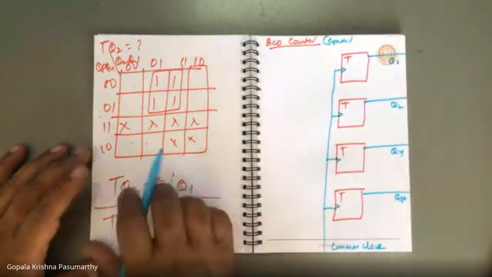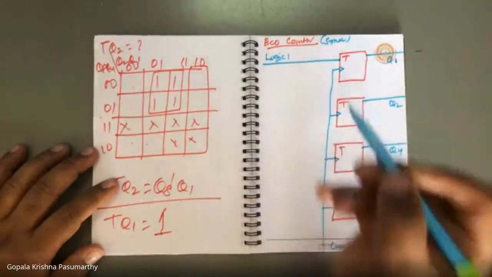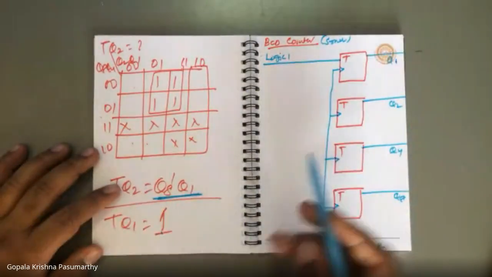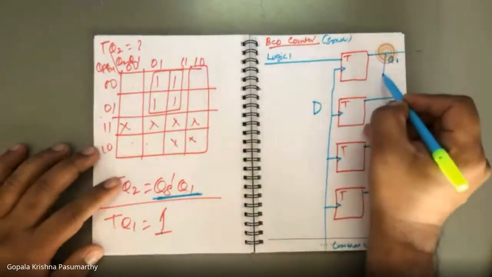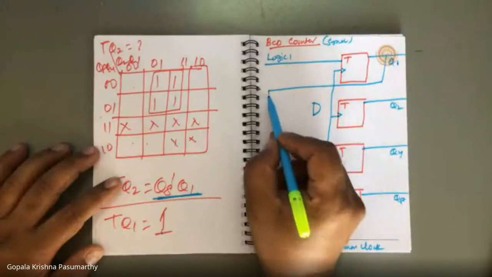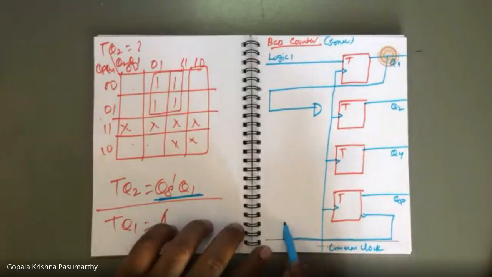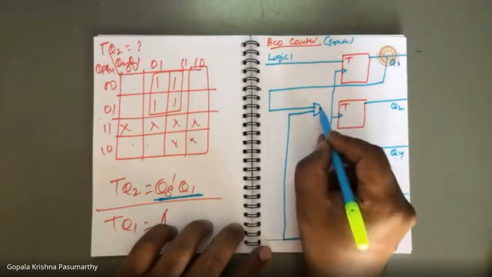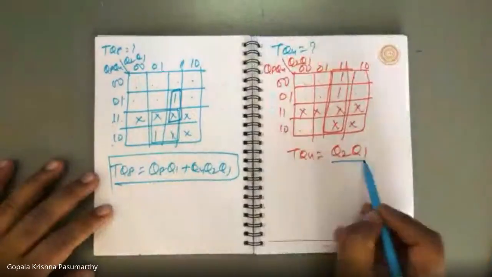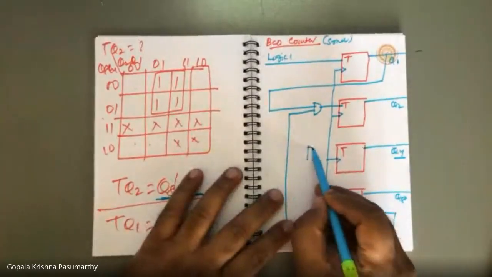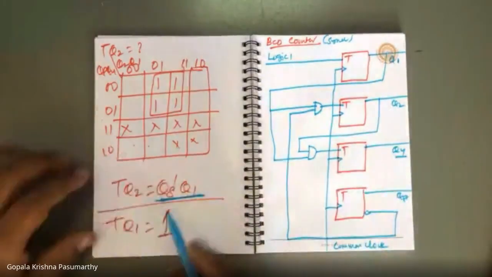Now we have to connect. TQ1 is nothing but logic 1. TQ2 is Q8 bar Q1, so this is Q1 and Q8 bar. What is TQ4? TQ4 is Q2 Q1, so take an AND gate. This is Q1, this is Q2. Q2 Q1 over.